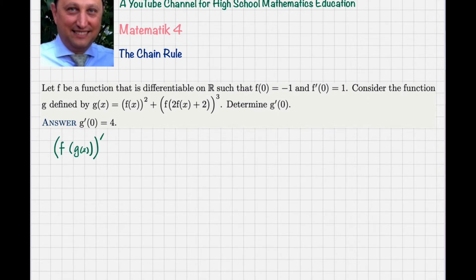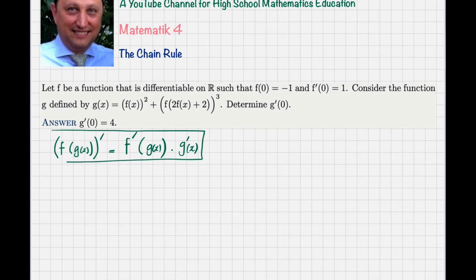This tells you that if you want to calculate this, you can calculate the derivative of f, the outer function. This function is the outer function and this function is the inner function. You calculate the derivative of the outer function, but you calculate it at the inner function, and then you multiply it by the derivative of the inner function. So this is the formula that you have for the chain rule.